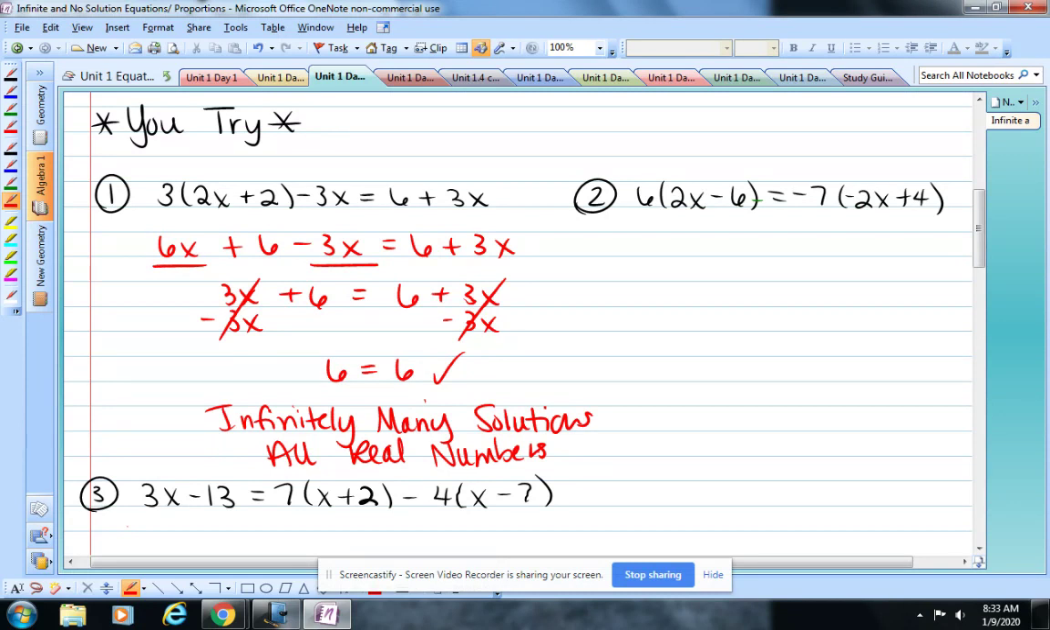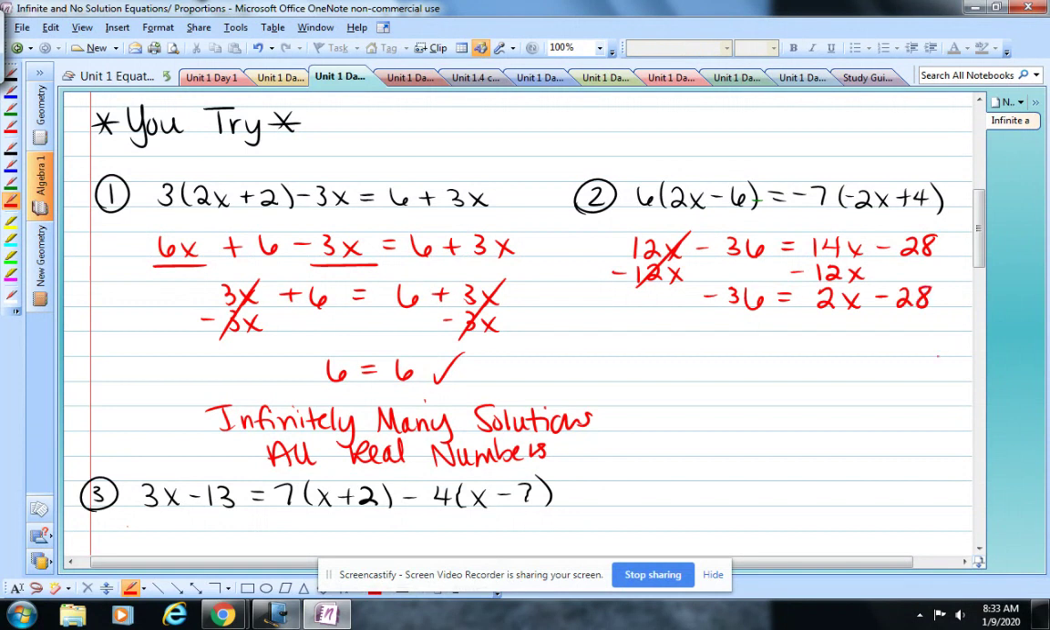Number 2, we solve it like it's a regular equation. So what do we need to do first on number 2? We got to distribute on both sides, don't we? All right, what's 6 times 2x? What's 6 times negative 6? Negative 36 equals what's negative 7 times negative 2x? 14x, and what's negative 7 times 4? And then we want to get our x's together, right? How do we want to get our x's together, somebody? You could subtract 14x or you could subtract 12x. I'm going to subtract 12x because it's smaller. So negative 36 equals 2x minus 28.